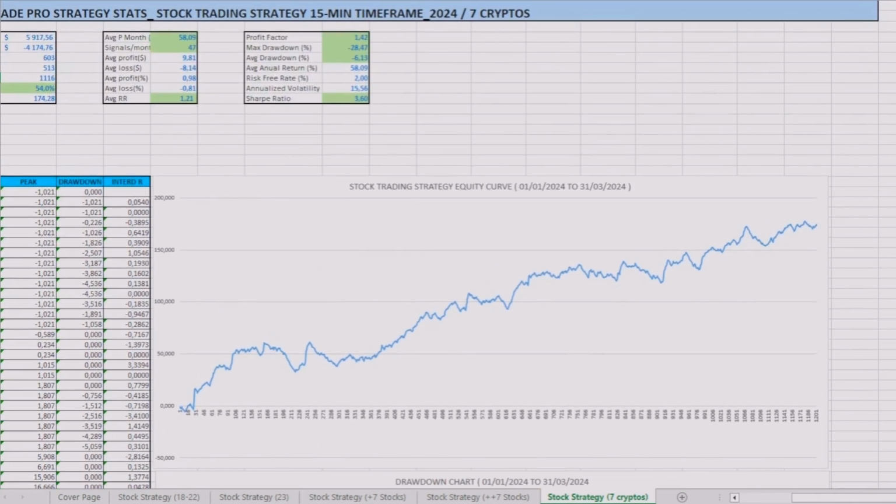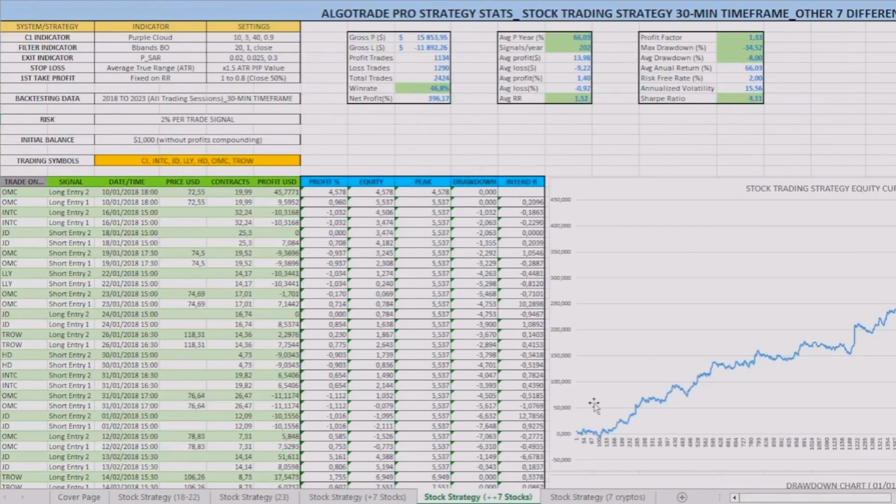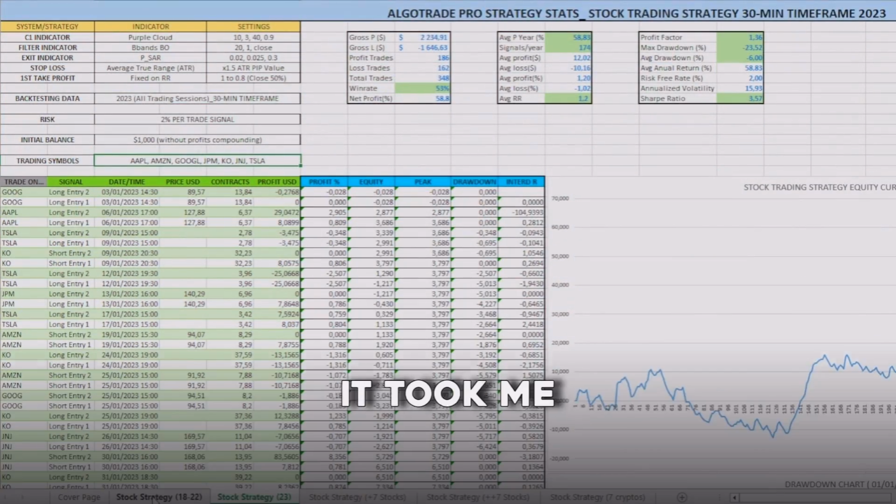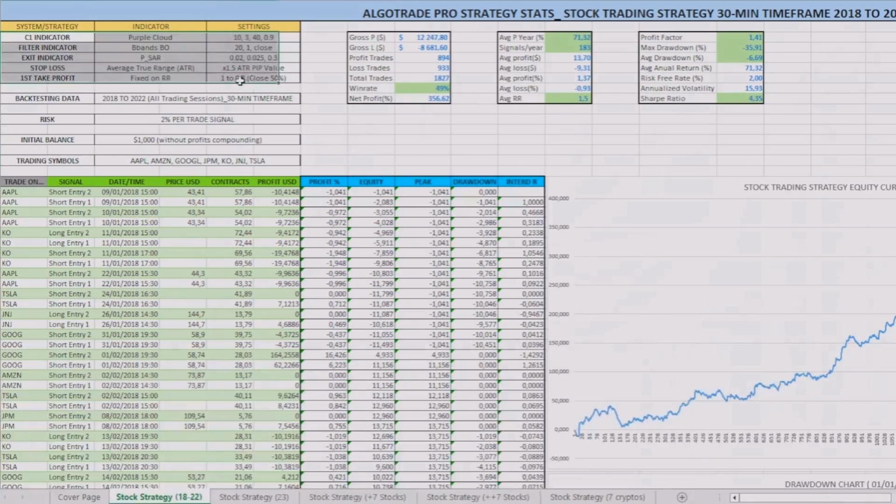Therefore, as we can see from the results, I would say that this strategy is quite consistent and with profits well above the average. As I said, it took me 6 months to create it, but now you can put it into practice without any effort.